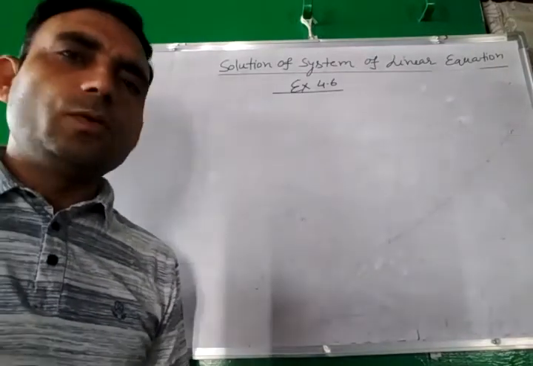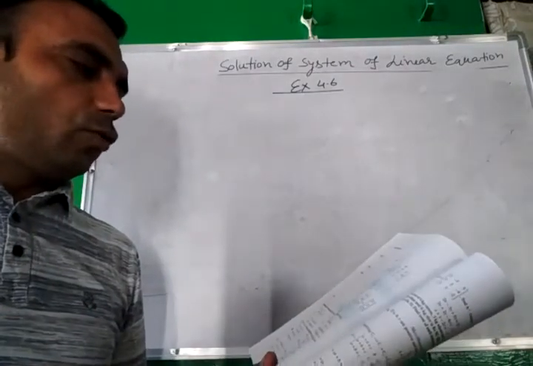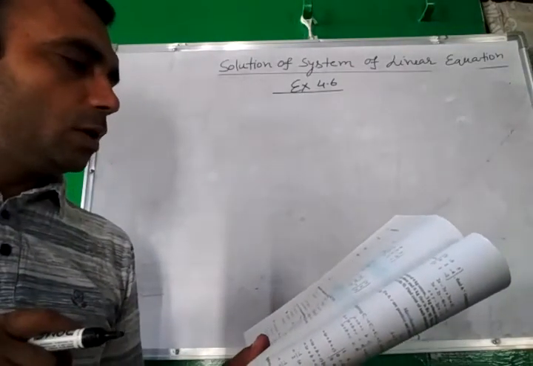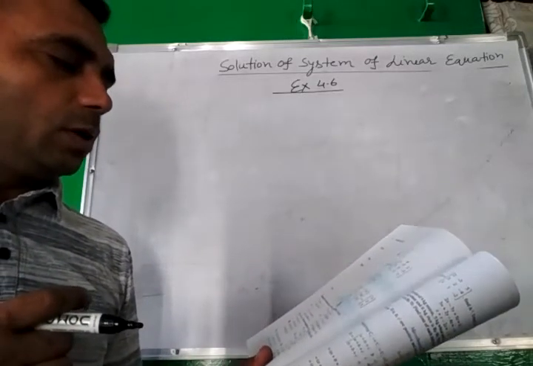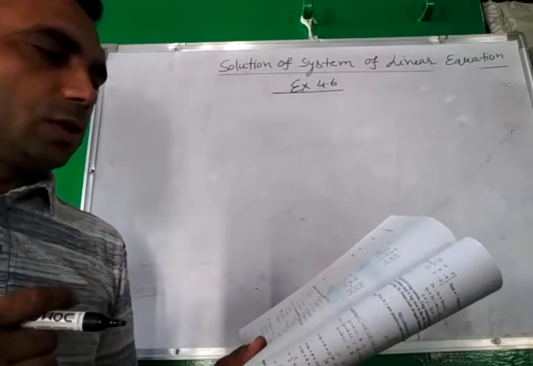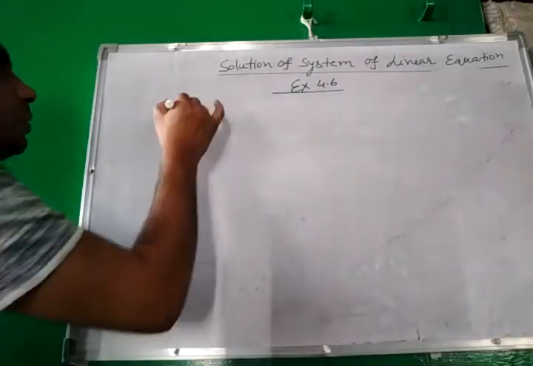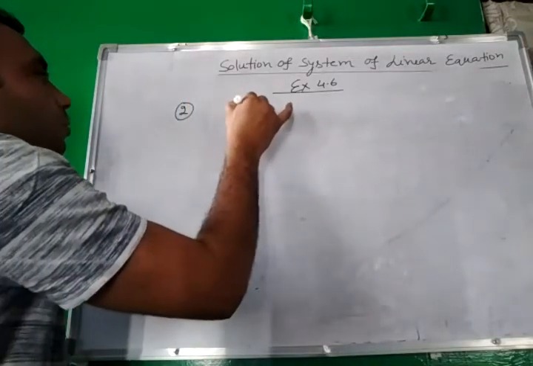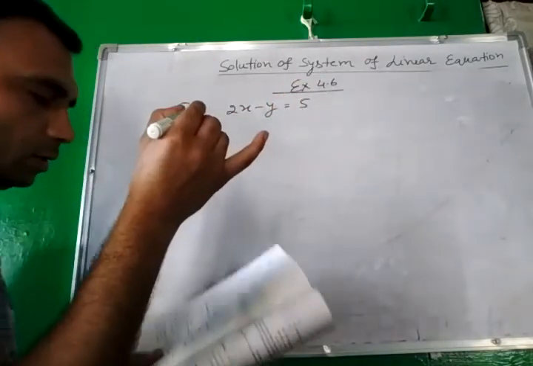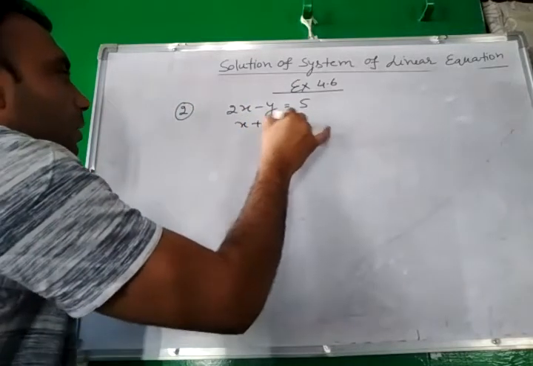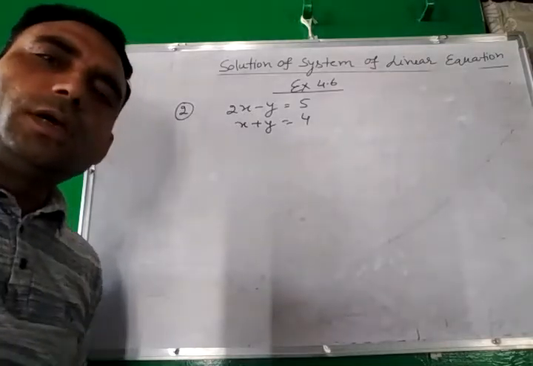Now using this fact, we will solve exercise 4.6. In 4.6, first we have to examine the consistency. In questions 1 to 6, we have to examine the consistency of the systems of equations. So let's take the second question: 2x minus y is equal to 5 and x plus y is equal to 4. We have to check whether it is consistent or inconsistent.